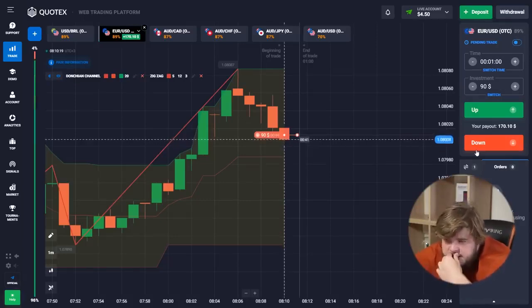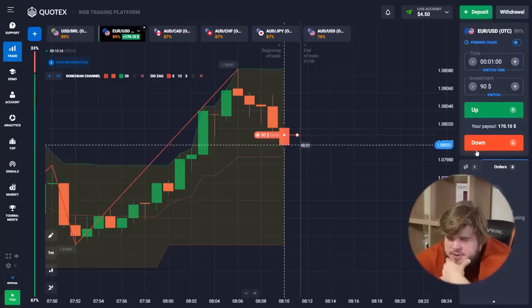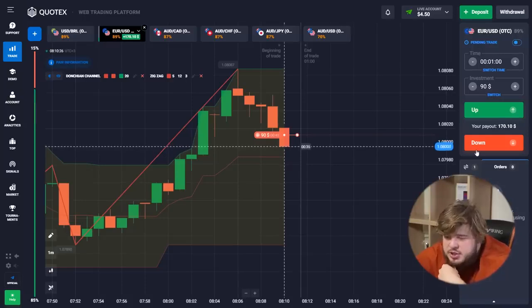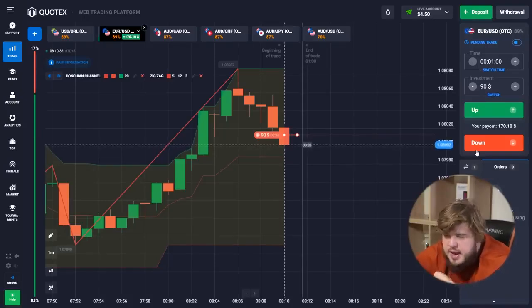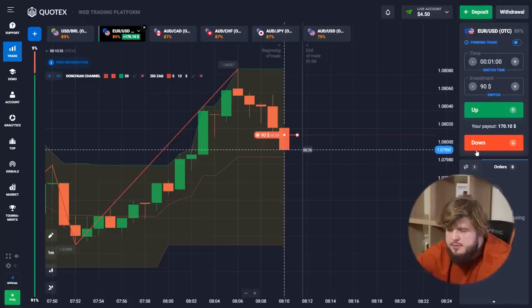So guys, here is the same situation as in the first deal. Price has hit the upper edge of the channel and now it's going down. That's why we have opened a sell position here in continuation to this movement. We have invested $90 in it. Everything is very simple.